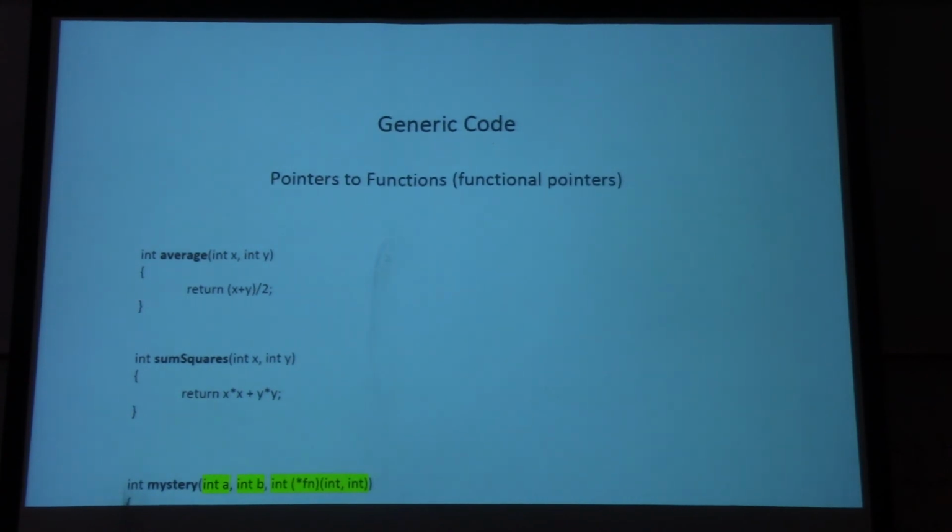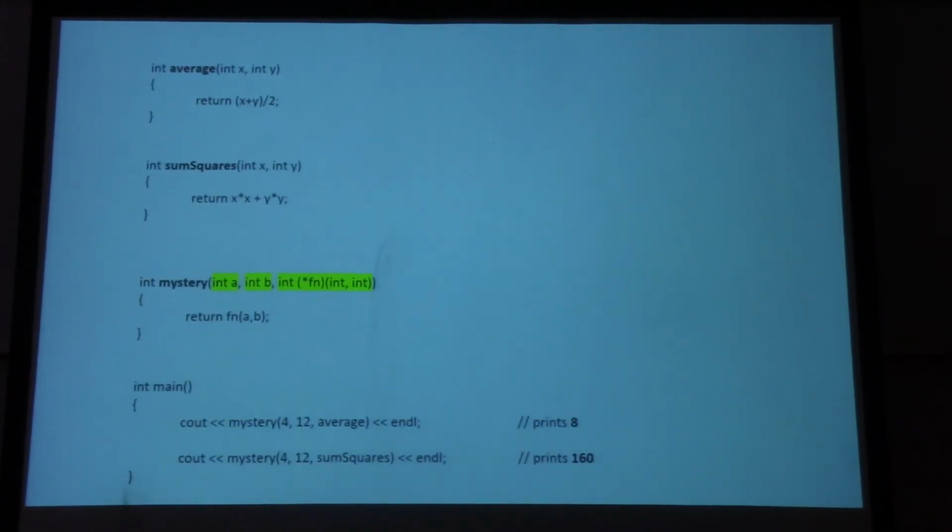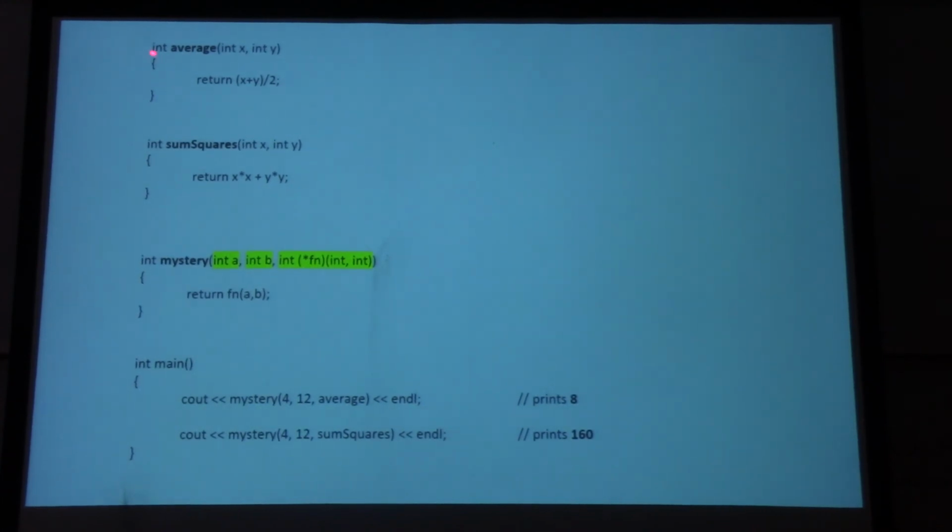Let's just look at one more slide right now. Notice I'm simply reiterating the average function. Two ints returns an int. Sum of squares is a different function, but it has the same prototype. Two ints in and int out. And now I have a function called mystery. Ooh, mystery. Very, very exciting.